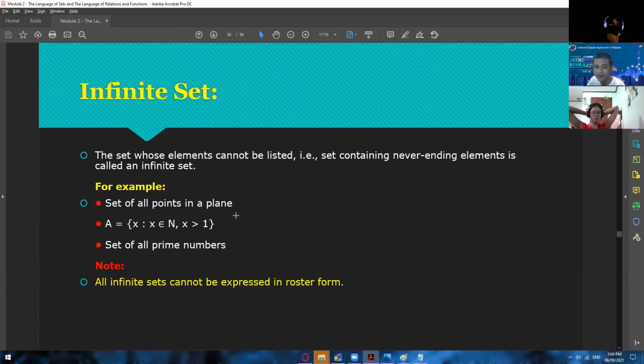Okay, so the counterpart of that one is of course the infinite set. The name itself already says the answer, wherein we cannot count or list all of the elements inside of that set since it's infinite. Okay. So all infinite sets cannot be expressed in roster form.